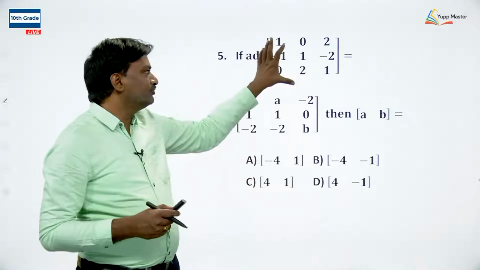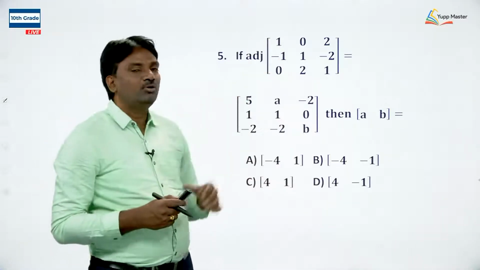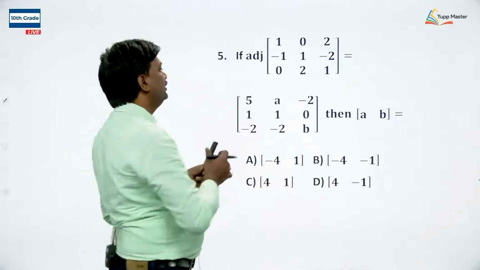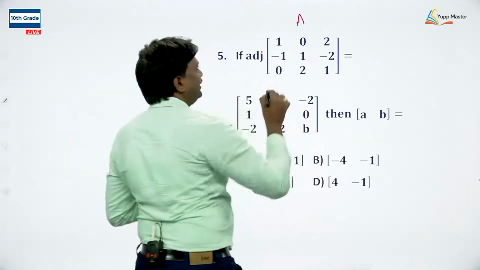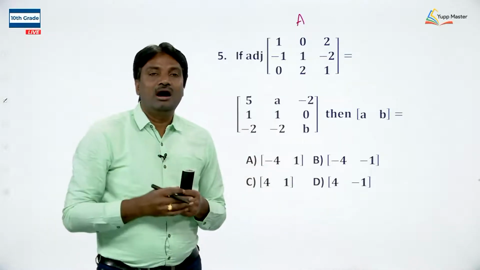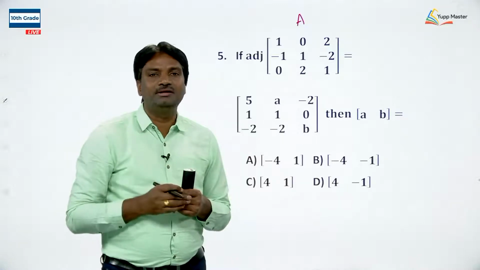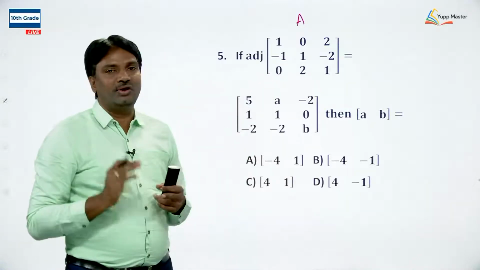Here also, first find the cofactor matrix of A. If you suppose that this is the matrix A, and if you suppose that B is the cofactor matrix of A, after getting B, interchange the rows and columns, and you will get B transpose, that is nothing but adjoint A.